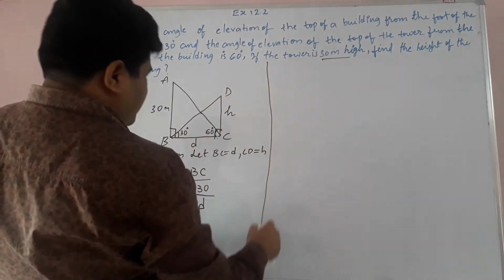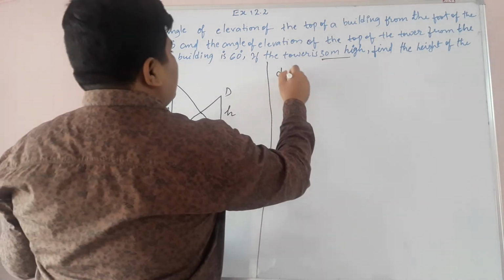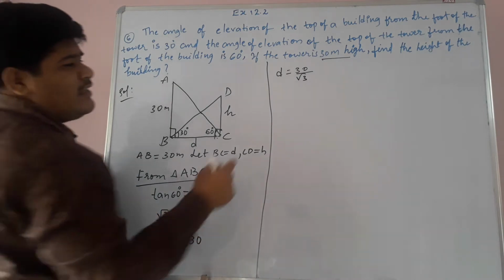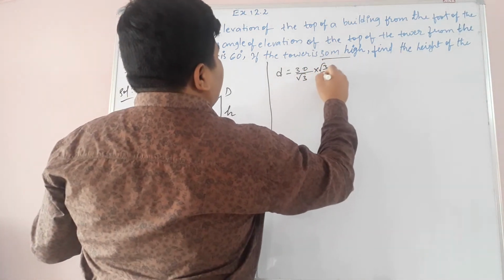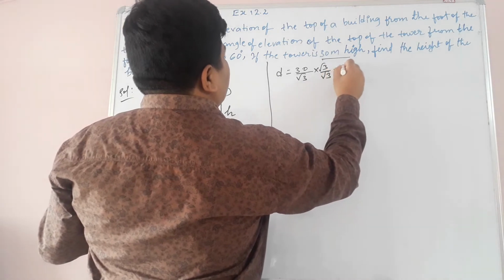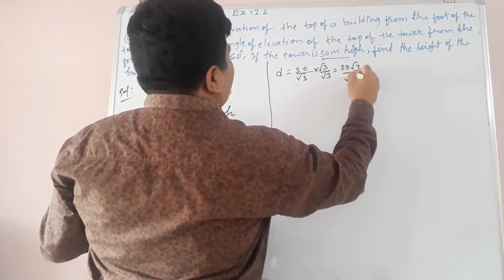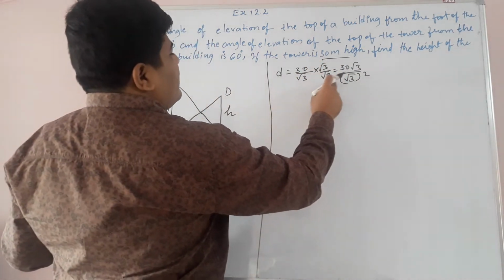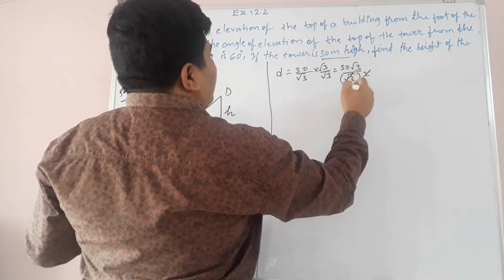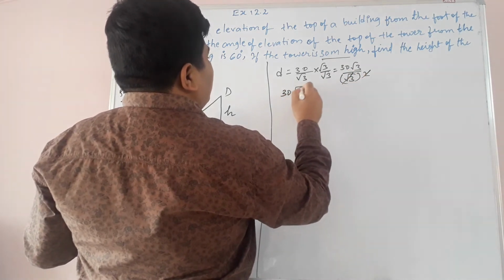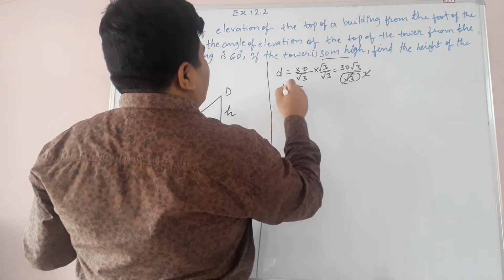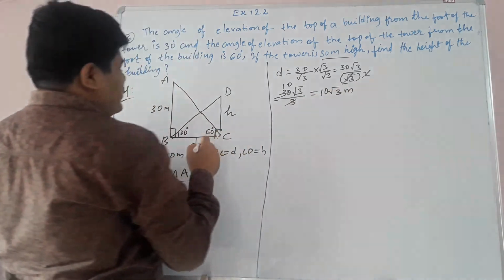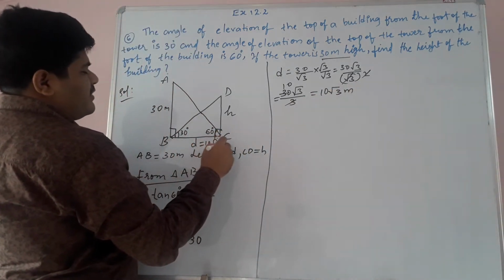So D is equal to 30 by root 3. You can rationalize this denominator by multiplying with root 3 by root 3. So that is equal to 30 root 3 by root 3 squared, numerator into numerator and denominator into denominator. The square and square root cancel and 3 is there. So 30 root 3 by 3, 3 tens are 30. Finally the value of D is 10 root 3 meters. So children, we got the D value as 10 root 3 meters.